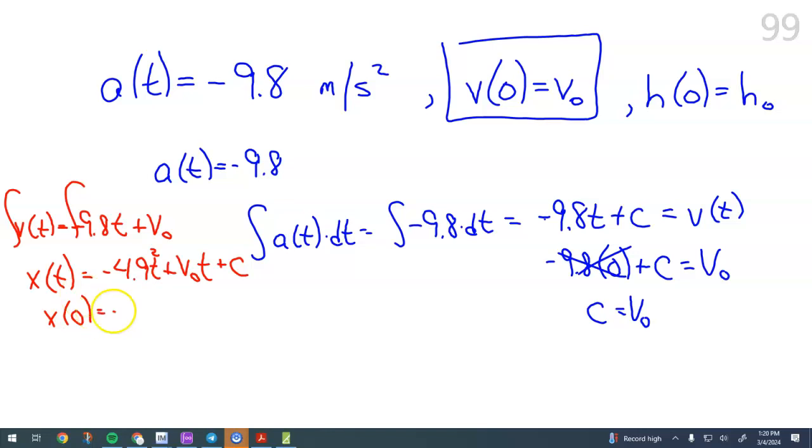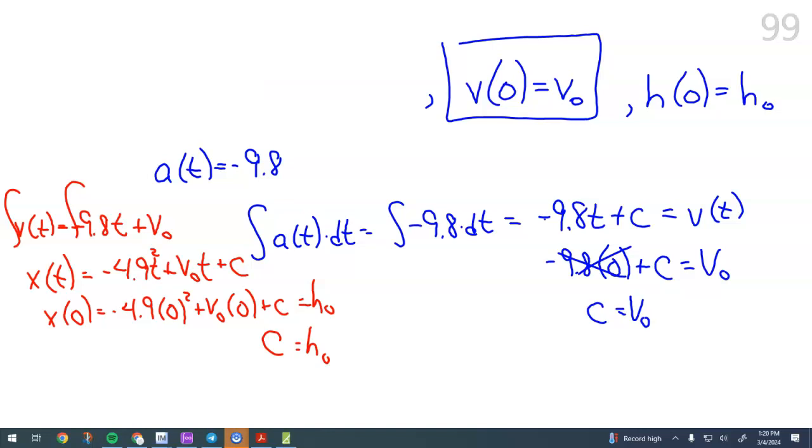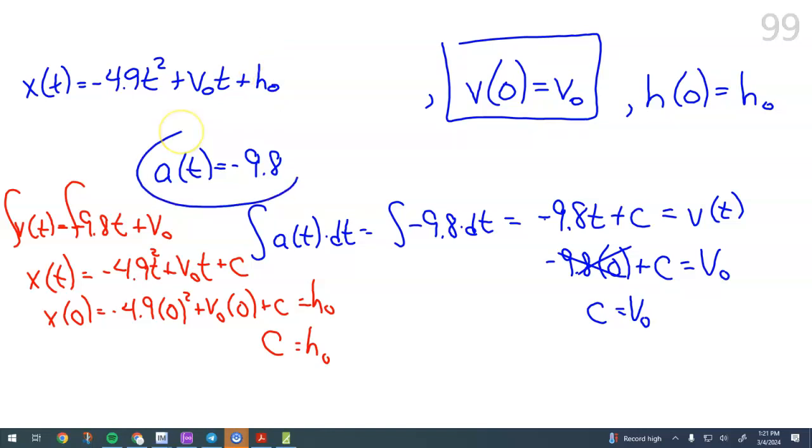0, I get h naught. So c equals h naught. And then we can plug back in and find what I wrote out a second ago. X of t equals negative 4.9 t squared plus the initial velocity times time plus the initial position. So all I started with was gravity, and then worked my way back up, and I got that equation. Right, so that type of thing is what this lesson's about.